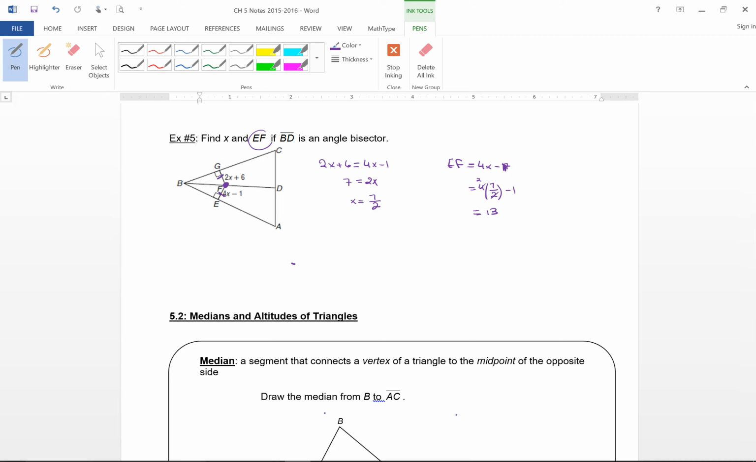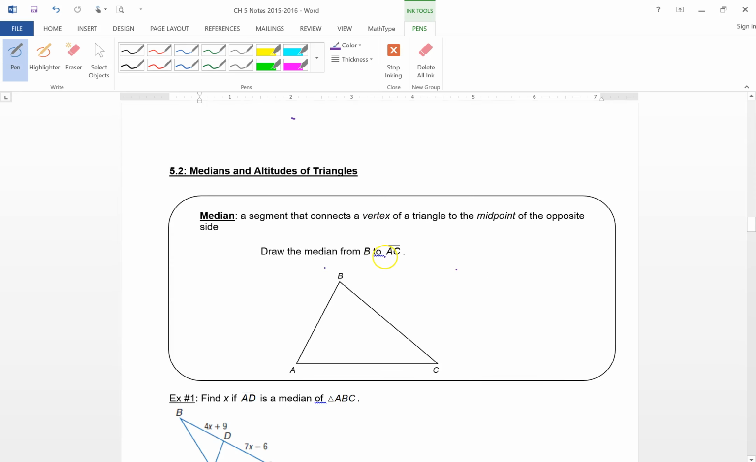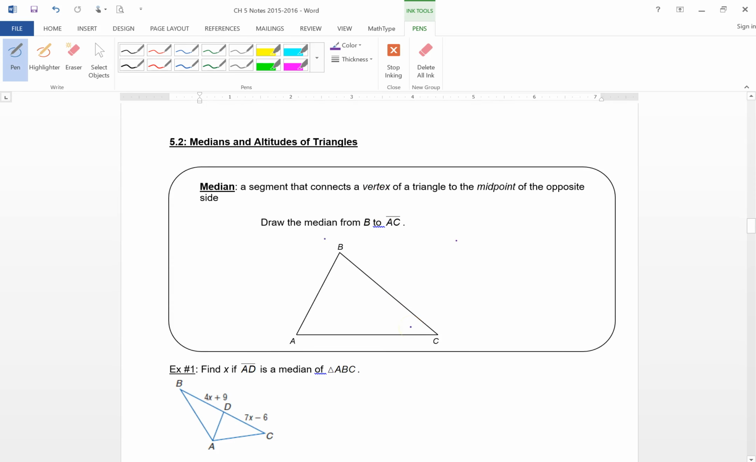section 1. Now, section 2 is about medians and altitudes. Okay. Again, same sort of situation. A median is a segment that connects a vertex to the midpoint of the opposite side. So basically it goes from vertex to the opposite side, but to the middle of the opposite side. All right, here it says draw the median from B to AC. Here's the midpoint of AC. The median just passes through it.